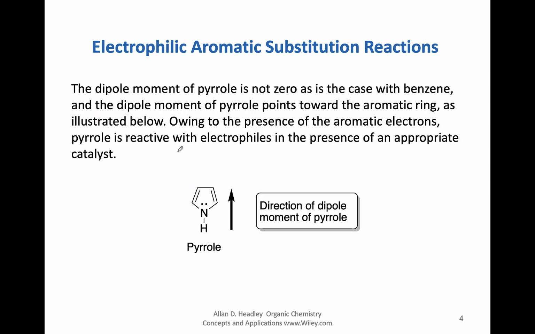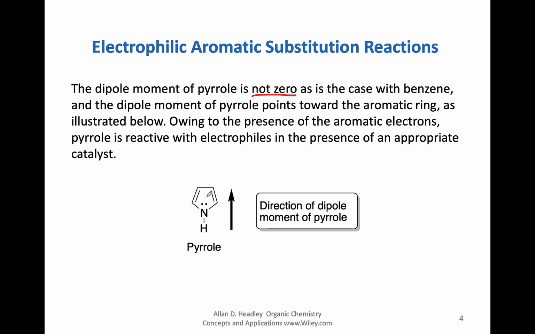So let us look at another molecule, in this case the molecule called pyrrole. The difference here is that it has a nitrogen. It's still aromatic because there are 6 electrons in that ring. Key, however, is that the dipole moment is not 0, as was the case for benzene. The dipole is pointing towards the ring. So these electrons are pointing towards this ring and not necessarily right around this nitrogen, even though it's electronegative. The electrons are circulating here.